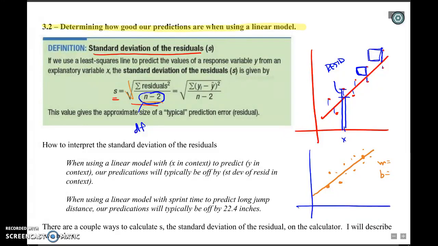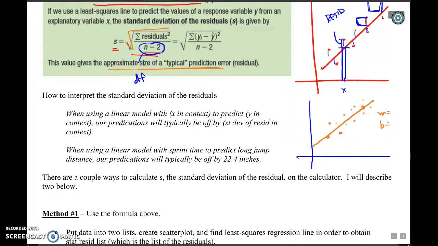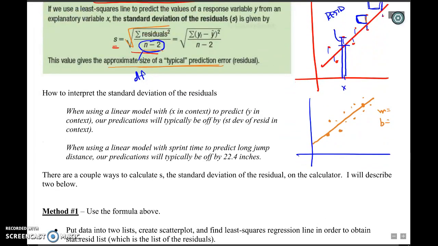And then we take the square root to get back into our normal y units of measure. So that's it. This value gives the approximate size of a typical prediction error. In AP statistics, we focus on the interpretation of it.